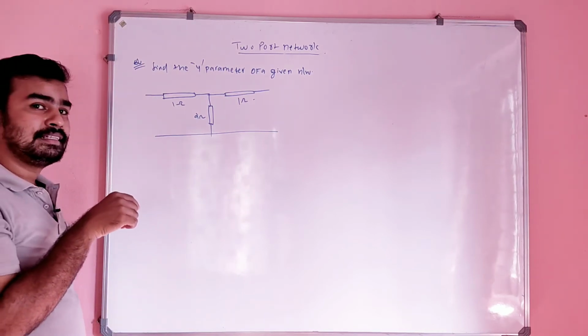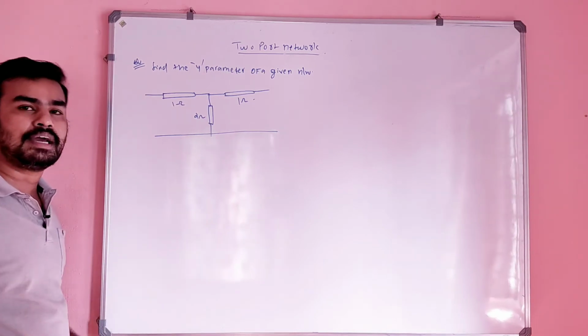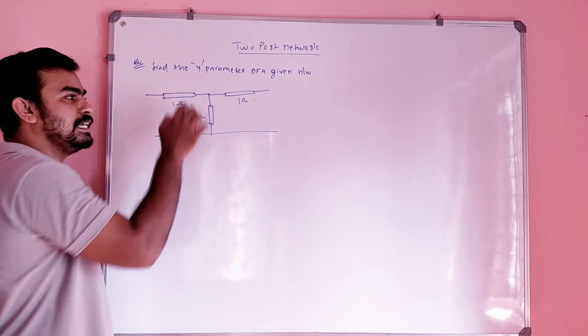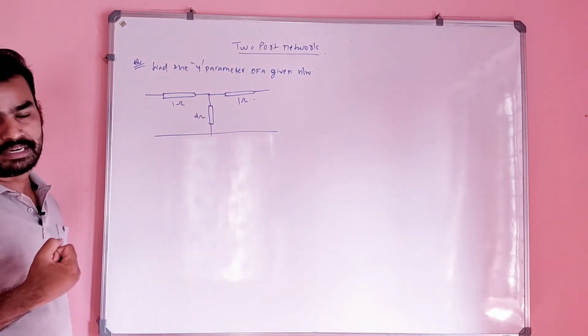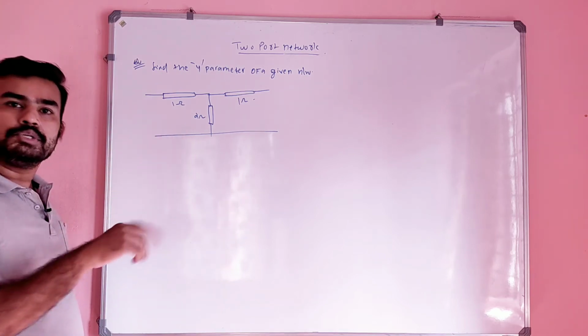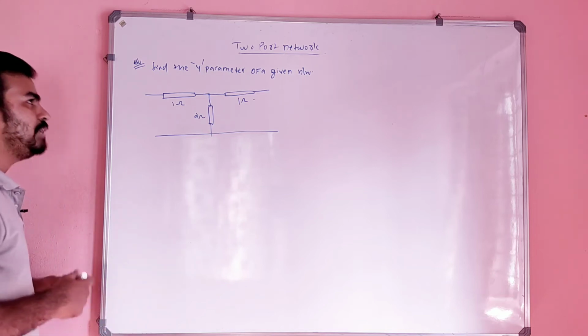How can we find it? First you have to find the Z parameter and take its inverse. Is it clear? In a T network it is very easy to obtain the Z parameter. If you find the Z parameter from that T network, then you simply take the inverse, and you will get the Y parameter. So let's try that.